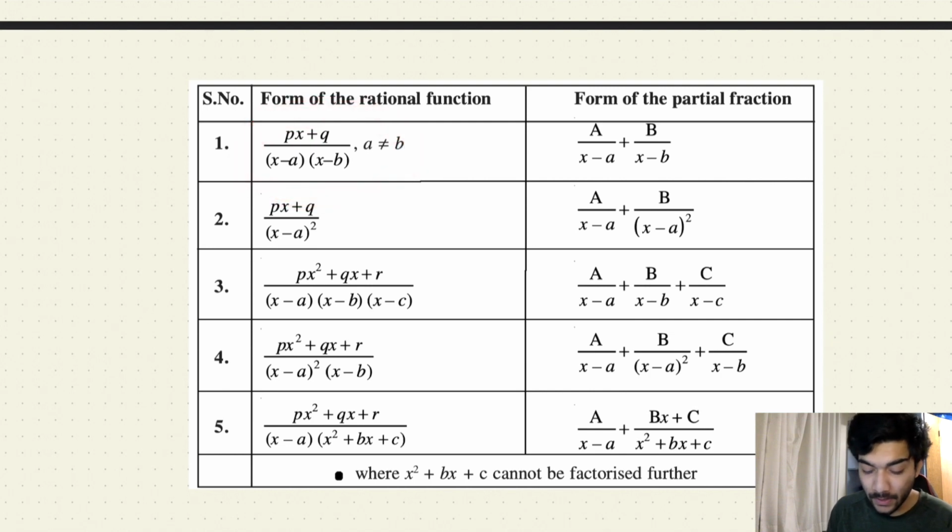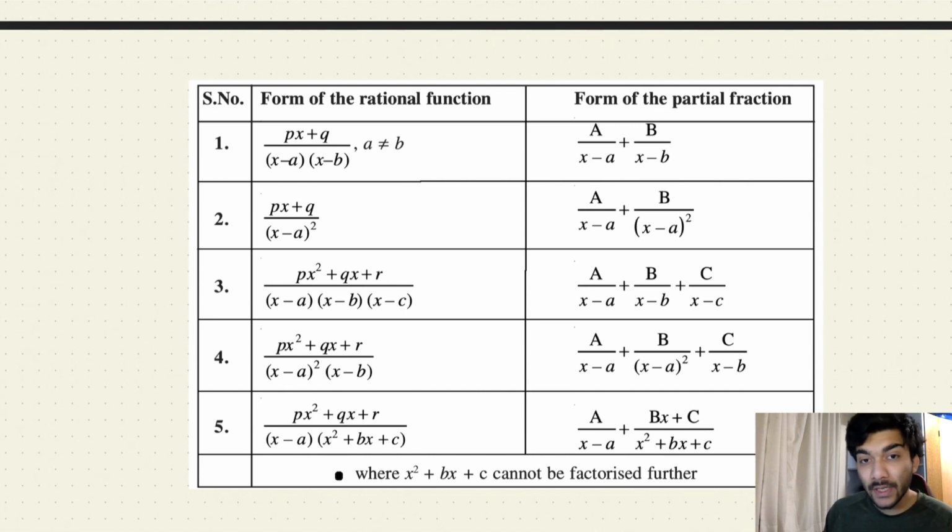For example, let's take this basic example over here. Let's suppose in your indefinite integral you have a px plus q term in the numerator. You can take p and q to be any real values, but in the denominator you have a factored out term which looks somewhat like (x minus a)(x minus b). You can break this term into two components, which would be capital A upon x minus a plus capital B upon x minus b. And then when you equate both of these expressions, you can solve for your capital A and capital B, which would be constants in this case.